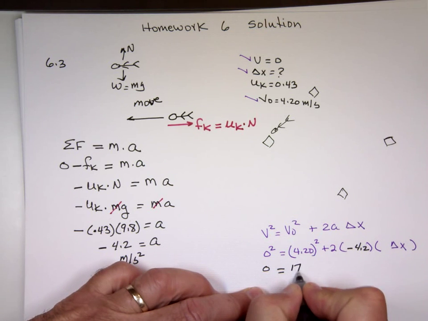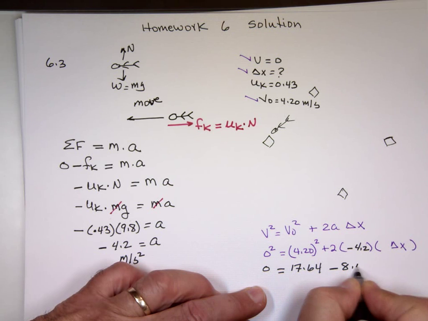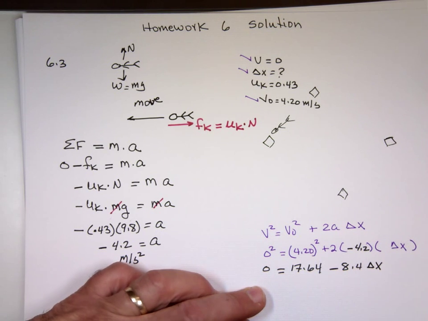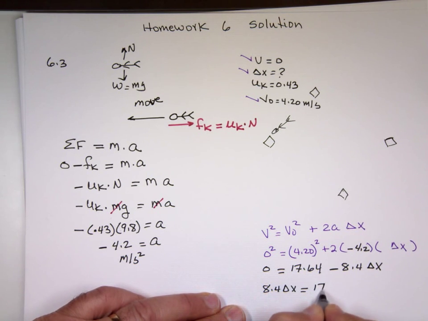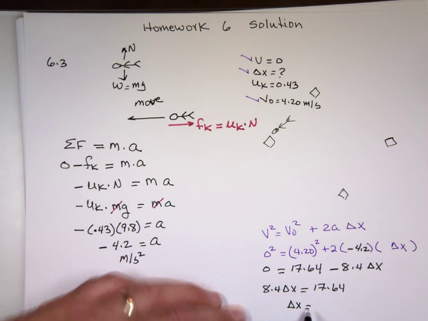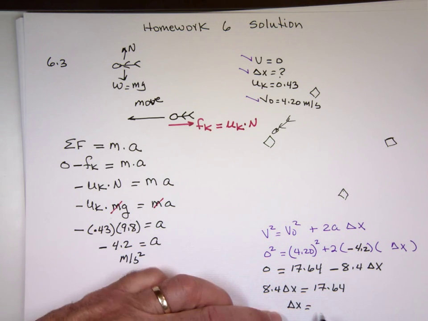17.64 minus 8.4 delta x. 8.4 delta x equals 17.64. Can we get what delta x equals to? Divided by 8.4, which is 2.1 meters.